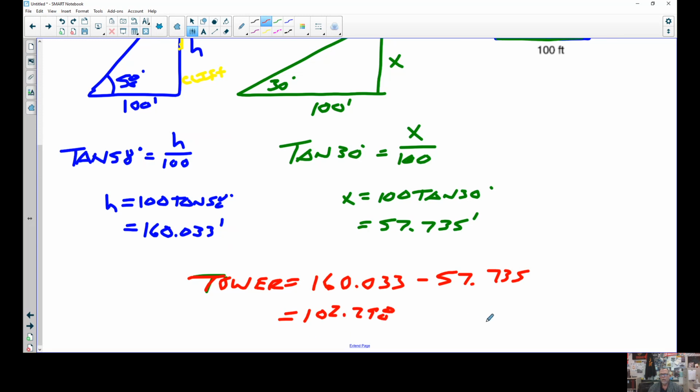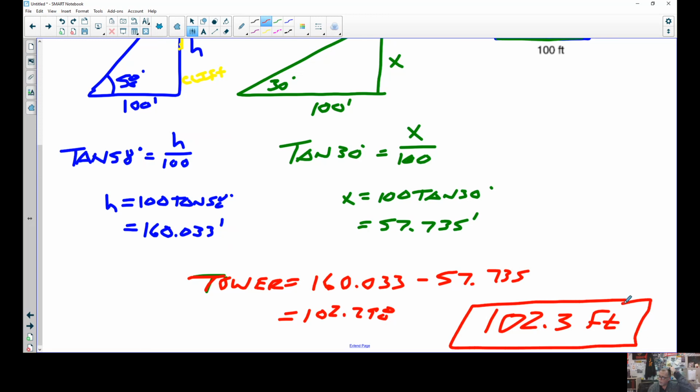So we could say our answer would be, to the nearest tenth, 102.3. Let me make that actually look nice. So our final answer would be 102.3, again, in units, feet. And we would be set.